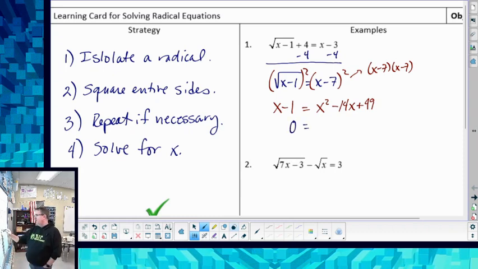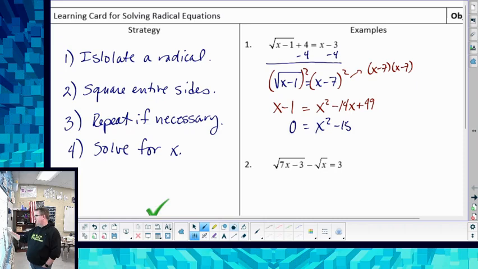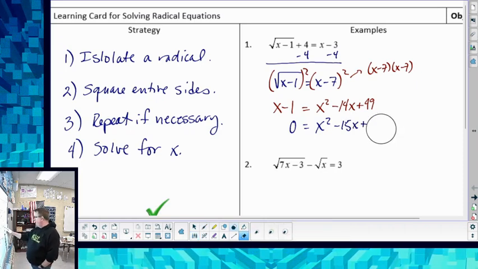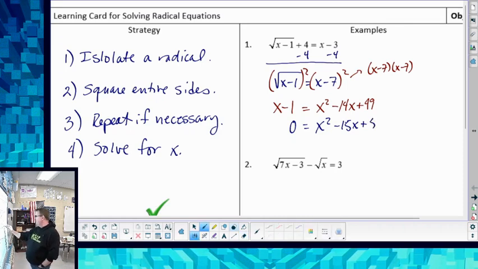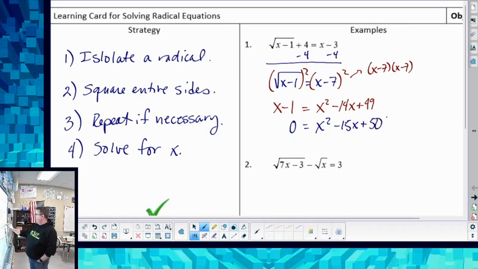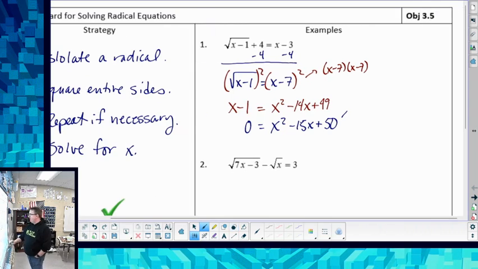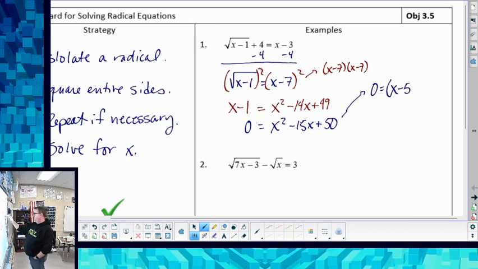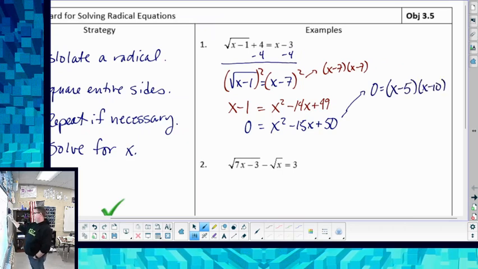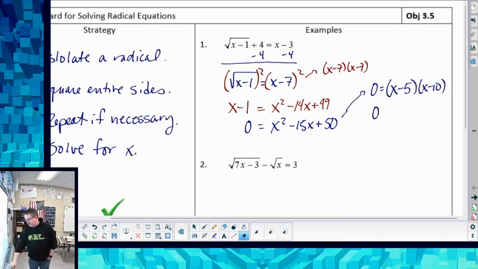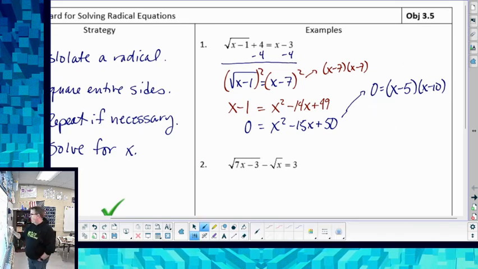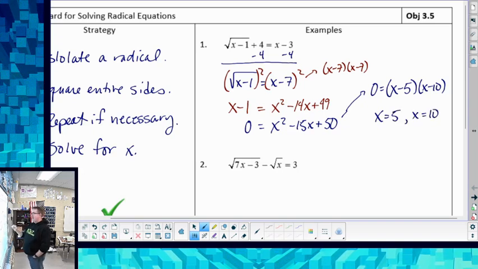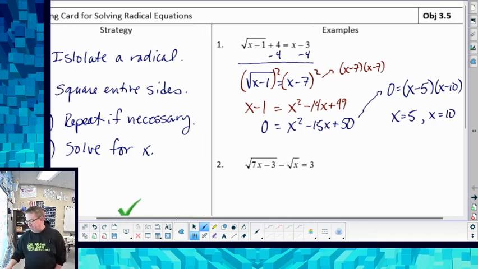I'm going to move everything onto one side. X squared minus 15x plus 50. Oops. Oh, that's going to be easy to solve because 5 and 10. So then, got the room, might as well use it. So then x is going to end up equaling either 5 or 10.